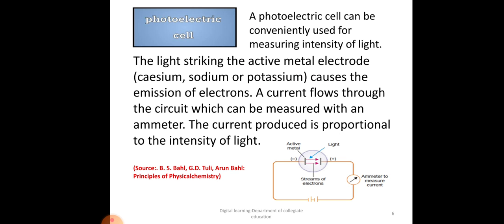Photoelectric cell. A photoelectric cell can be conveniently used for measuring intensity of light. The light striking the active metal electrode like cesium, sodium or potassium causes the emission of electrons. A current flows through the circuit which can be measured with an ammeter. The current produced is proportional to the intensity of the light.